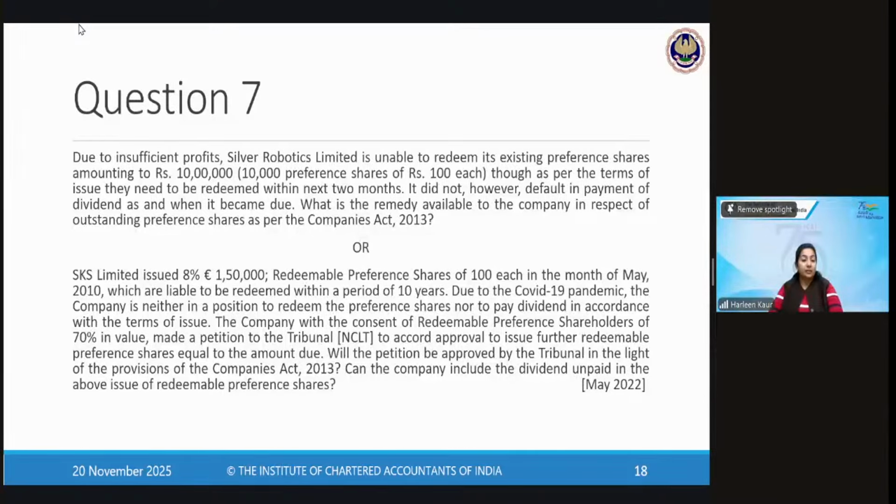What are the remedies available for the outstanding preference shares? Can the company include the dividend for the issue of redeemable preference shares? Good, good. Use your brains.